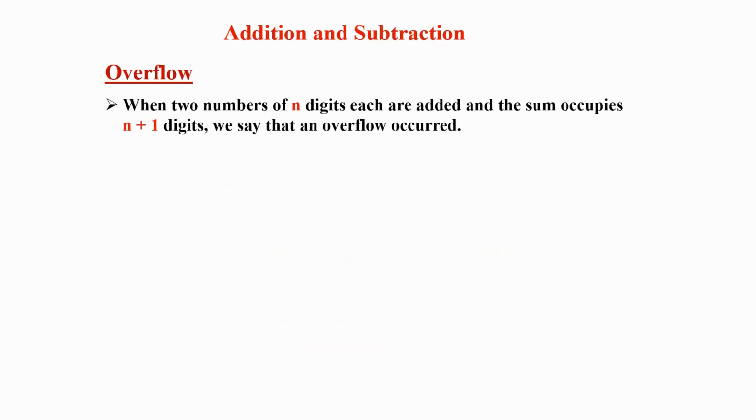Here, for short answer questions like what is an overflow, when overflow occurs, and how overflow can be resolved, these kinds of questions are possible. Overflow occurs when you add two numbers of n bits each and the sum occupies n plus 1 bits. Why? Because if two registers hold n-bit numbers and the addition causes n plus 1 bits, the register capacity itself is n bits, so how can it store n plus 1 bits? It cannot. Then we call it an overflow.